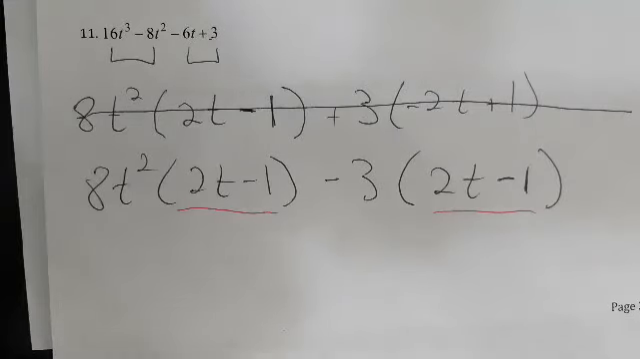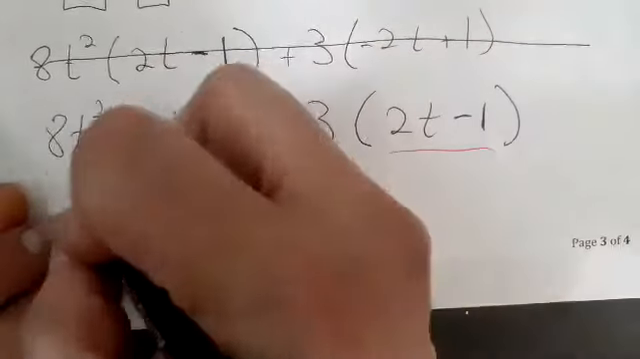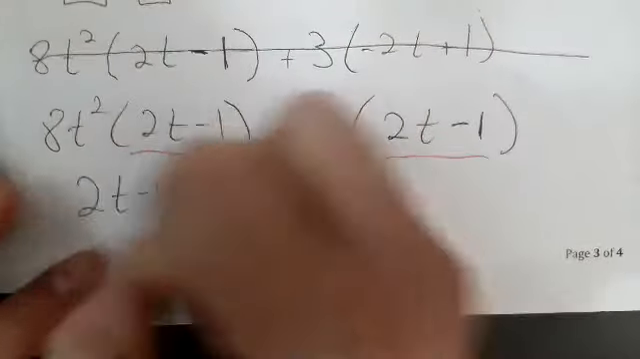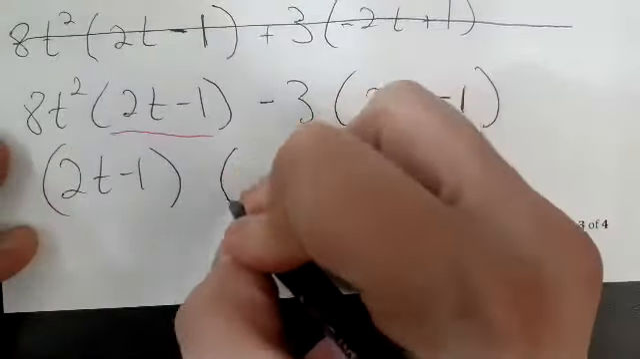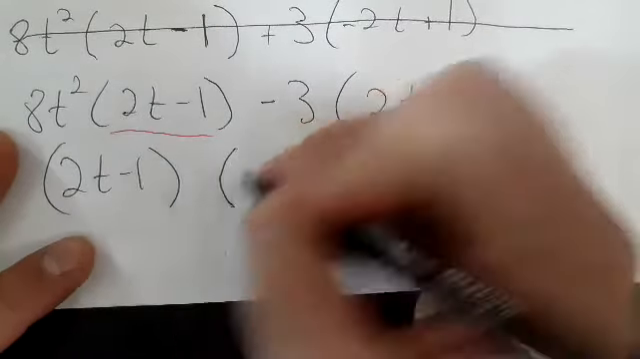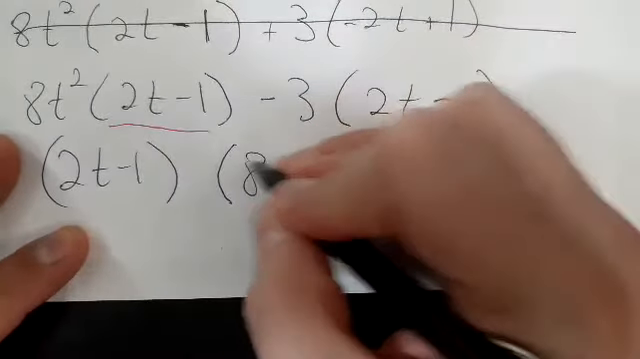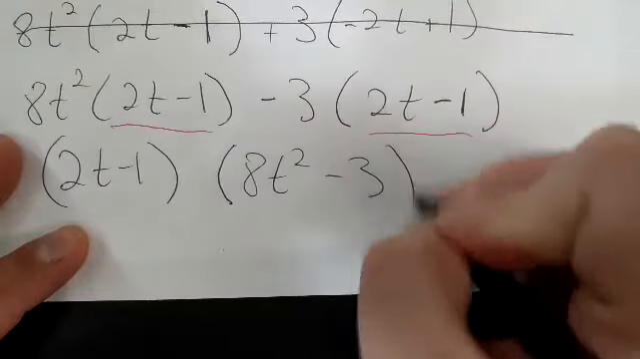Since we got the same thing matching up in here, we can pull that thing out, which looks like 2t minus 3. We are doing the factoring stage. This is when it becomes multiplication. So this is 8t squared minus 3.